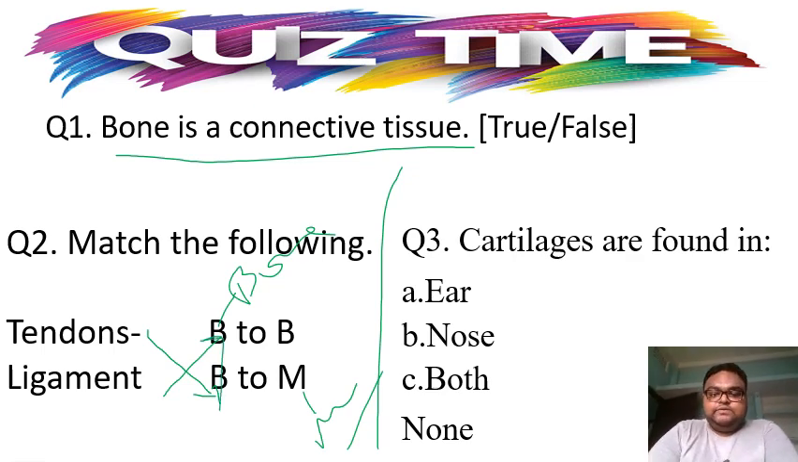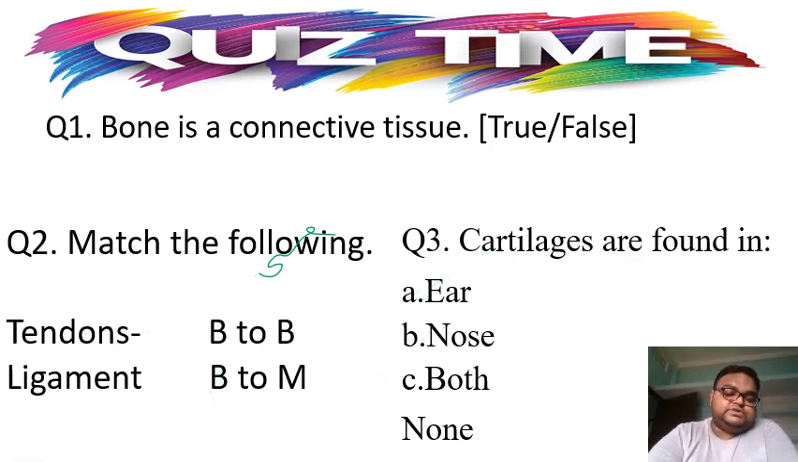Okay, students, very good. Now question number 3, cartilage. Where in your body can you find cartilage? You can find cartilage in your ear. Can you find cartilage in your ear? Yes? Okay. You can find cartilage in your nose also. So the correct answer for this question will be both. Cartilage is found both in the ear and also in the nose. Right. Now let's proceed forward.